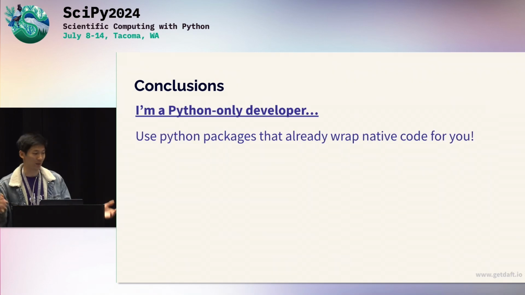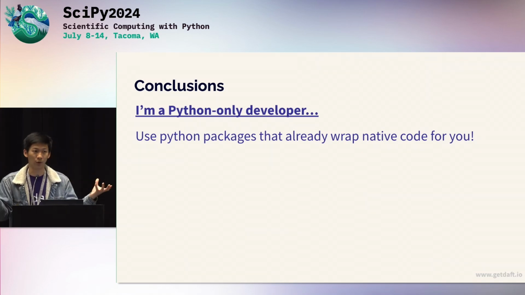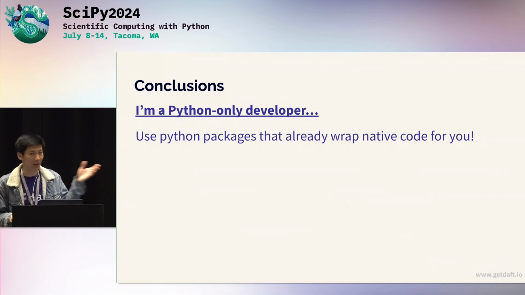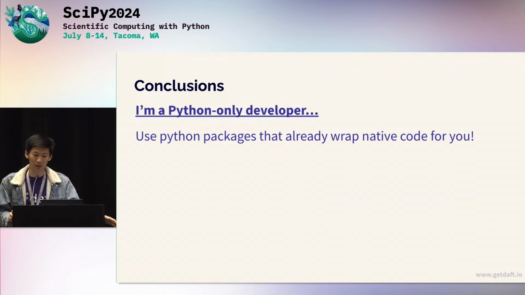The third kind of application, I'm a Python-only developer. I don't know anything about this. There actually are a lot of Python packages that already wrap this native code for you. NumPy is a great example of that. NumPy doesn't use Rust, but a lot of it is written in C++ and Python. And then actually, a lot of the LLM stuff today is written in Rust as well.